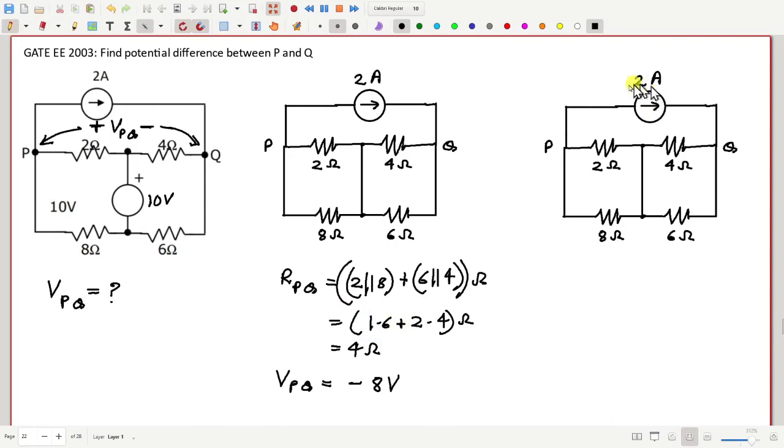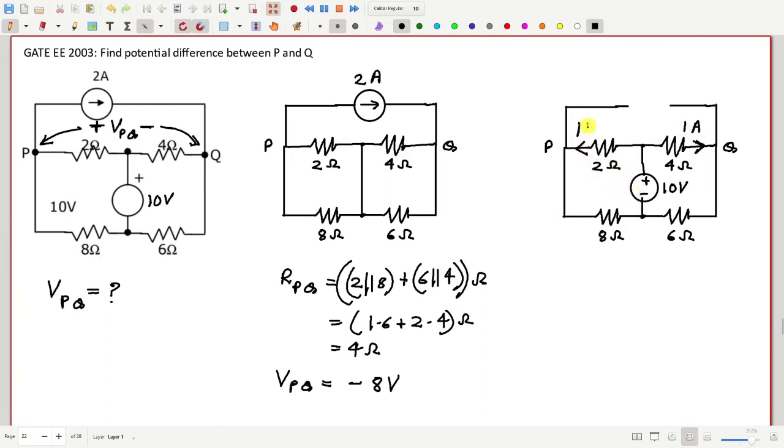Okay, so now consider another situation when we have only the voltage source plus minus 10 volt and the current source is open circuited. So now what will happen? How much will be this right side current? That will be 10 by 10, 1 ampere.